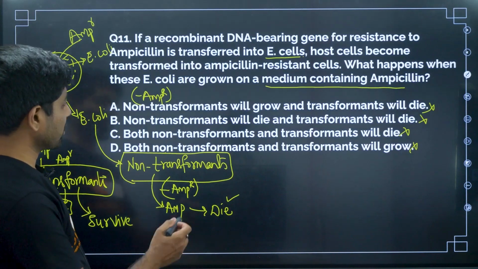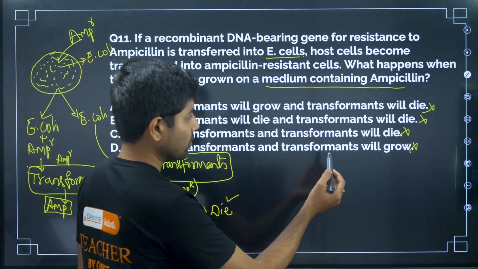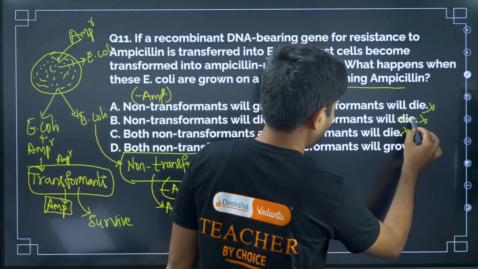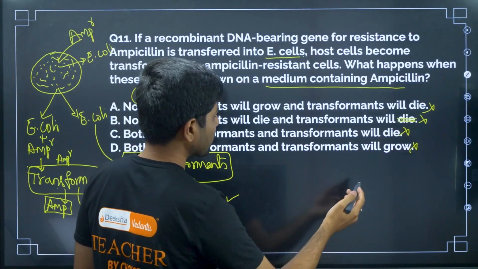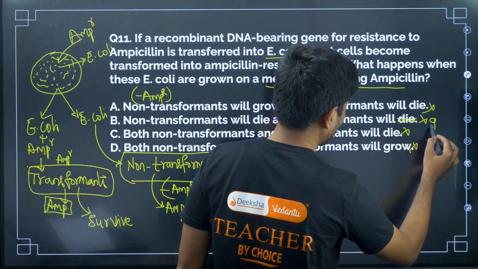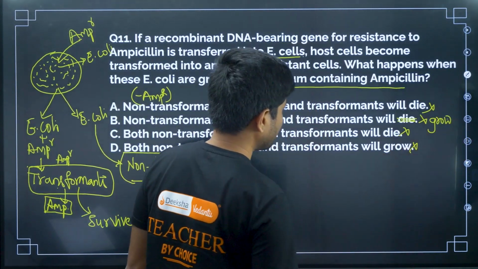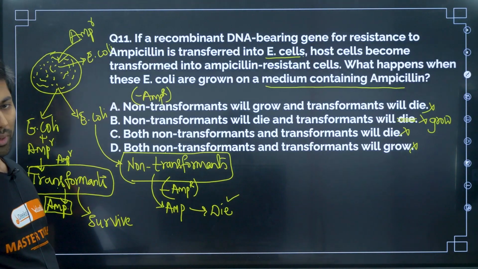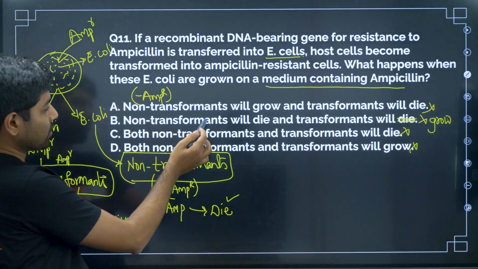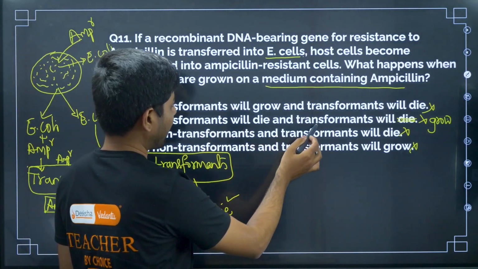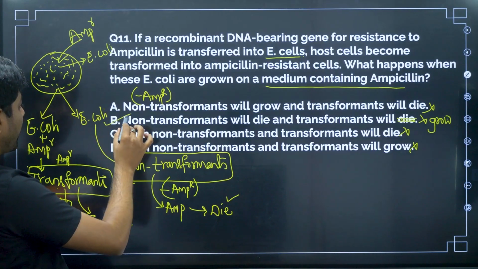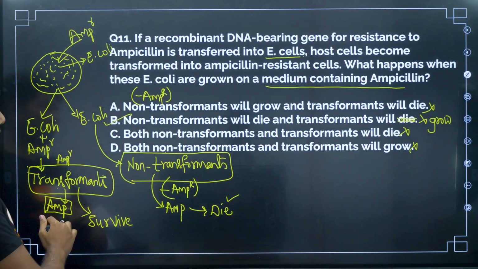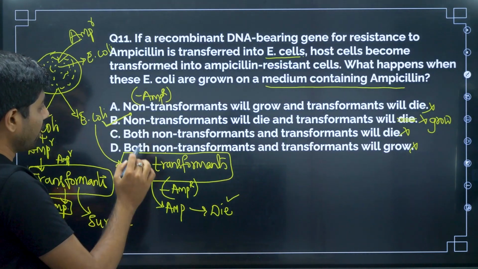So what has happened is there is a typo here. Instead of die, it is grow in your paper, right? Now what happens? Non-transformants will die, transformants will grow, because they are resistant to ampicillin. Therefore option B is your right answer.